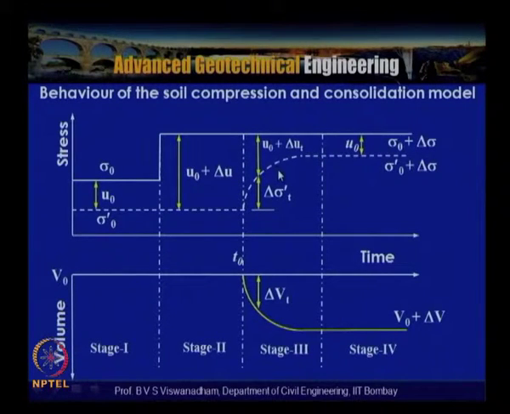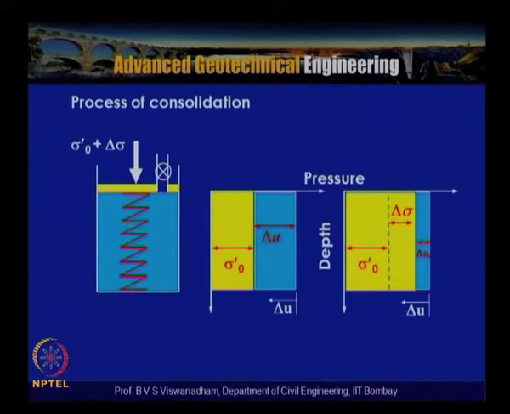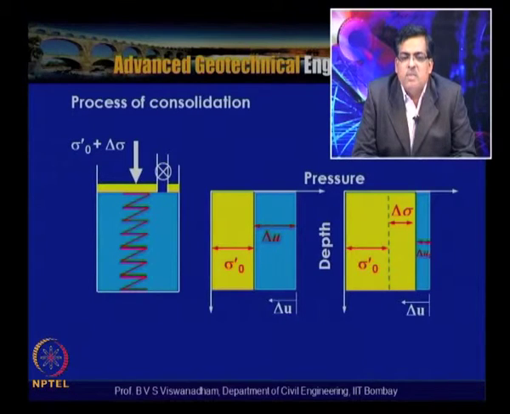So at this particular moment the final hydrostatic conditions are reached, then the original hydrostatic equilibrium conditions are maintained, and the spring is now compressed to such an extent that the stress is now sigma naught dash plus delta sigma, and u naught is the hydrostatic pore water pressure. So this model explains the soil compression and consolidation behavior. This is the process of consolidation, which is explained here.